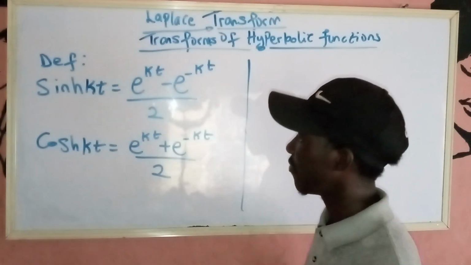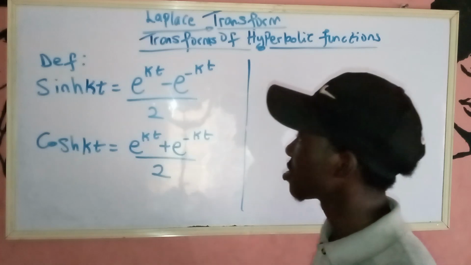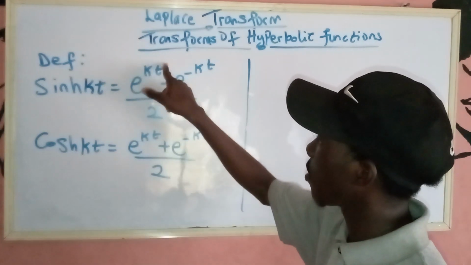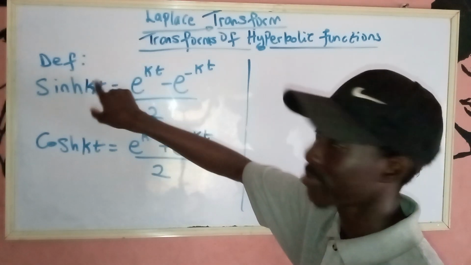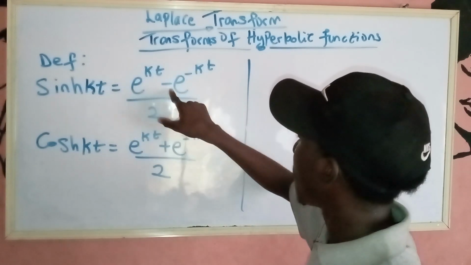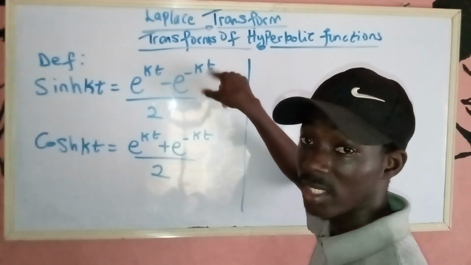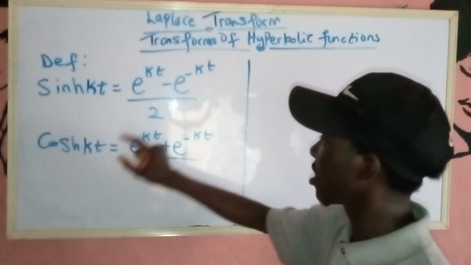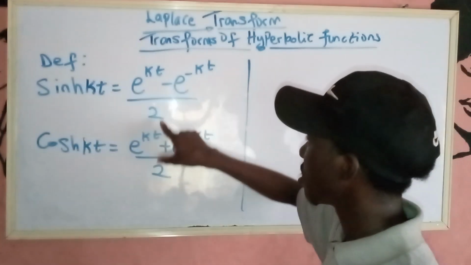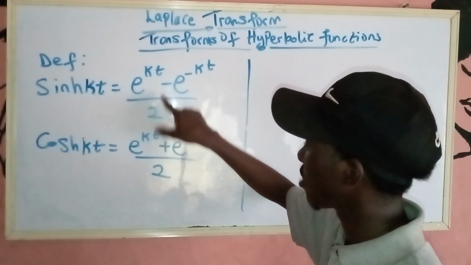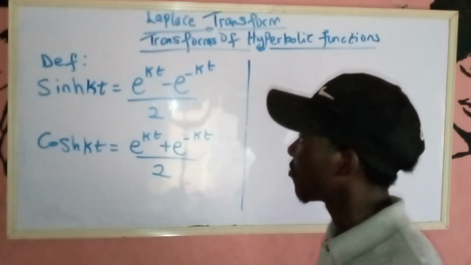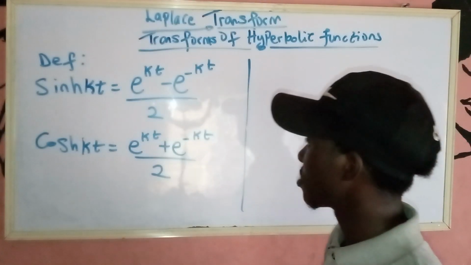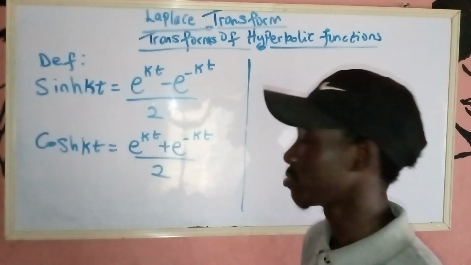And we know from the definition that sinh is equal to what? e raised to power this minus e raised to power minus this, over 2. That is the definition of sinh. The definition of cosh is what? It is plus. So you put plus instead of minus, over what? Over 2. So finding the Laplace of these is very easy. I'll be starting with the Laplace of sinh.